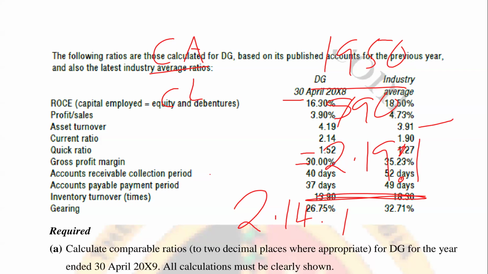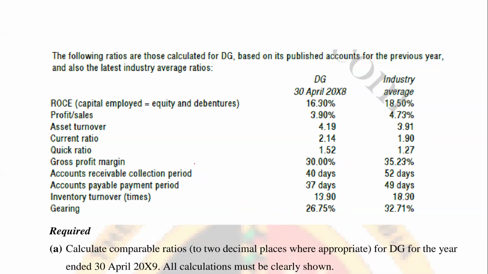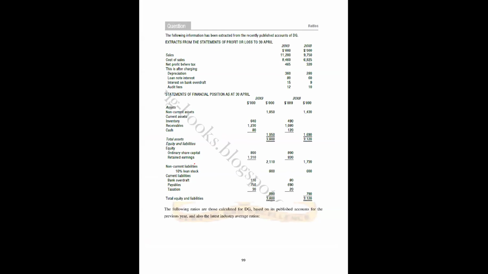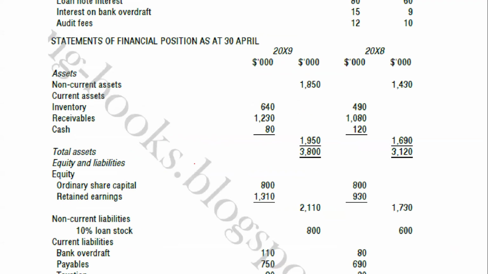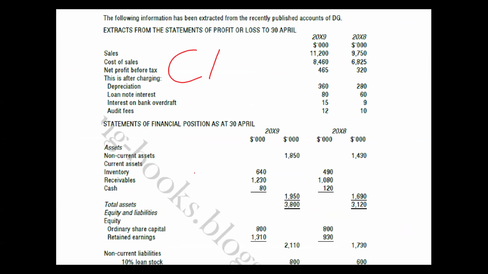We can get to the quick ratio. Let's do the quick ratio. How do we do the quick ratio? What's the formula? Current assets less inventory divided by current liabilities.